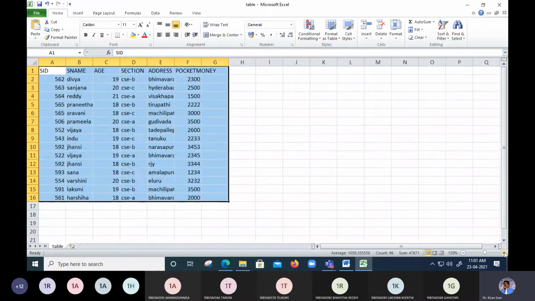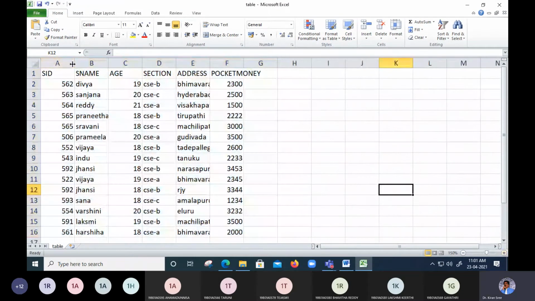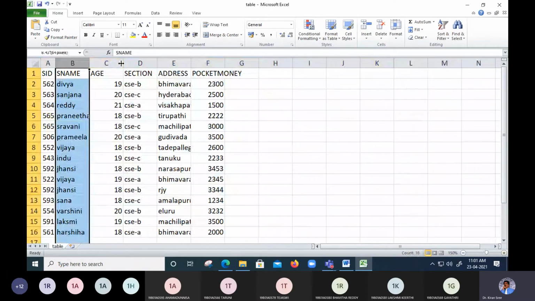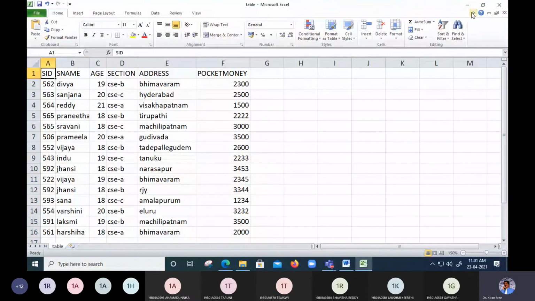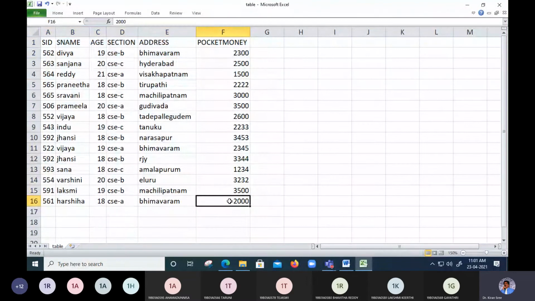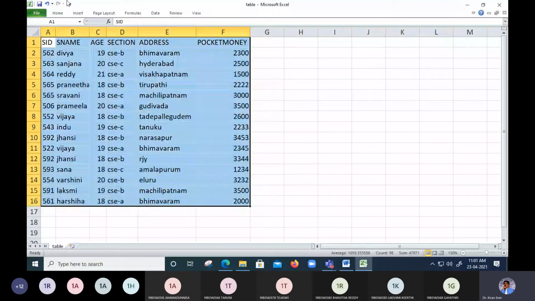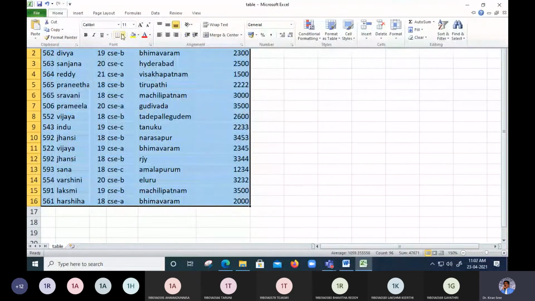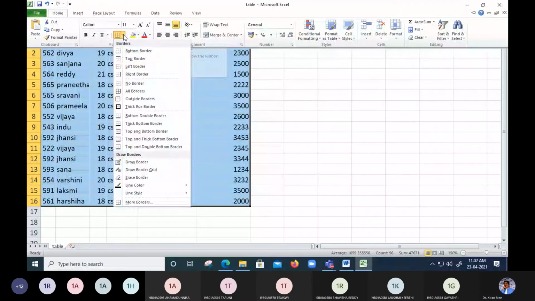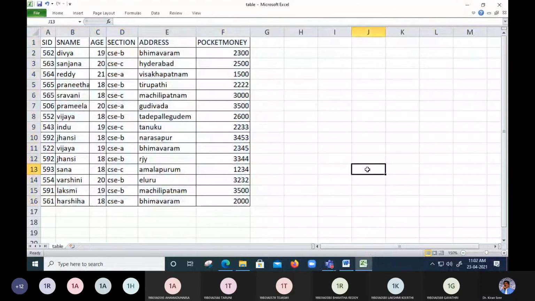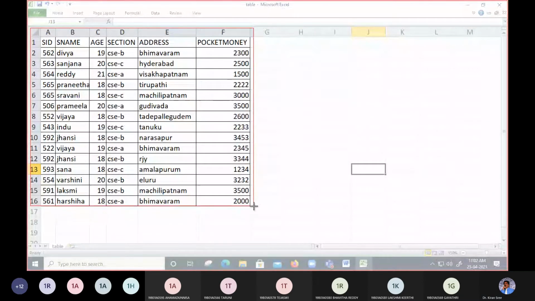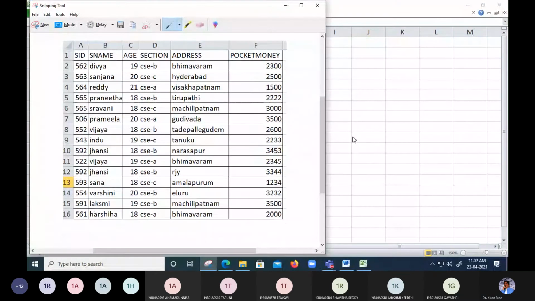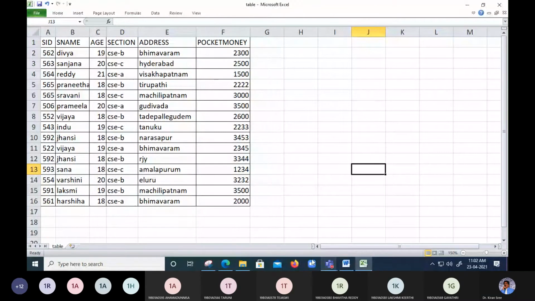So I am zooming it up. These are the table items. You can see the table items, right? These are the 15 records we are going to execute right now. Fine. Now let us see.